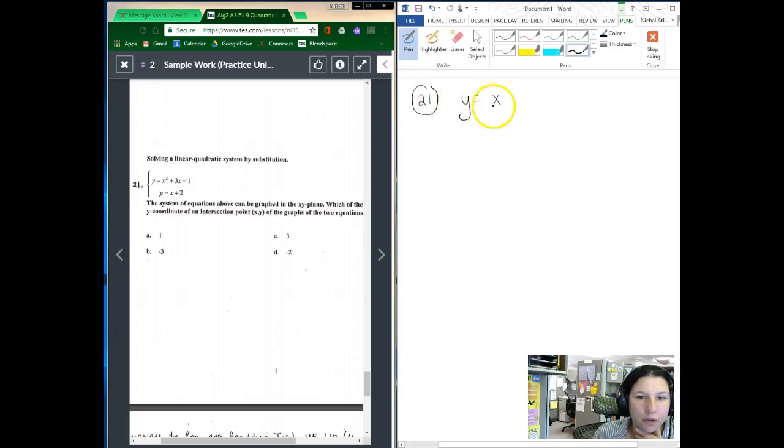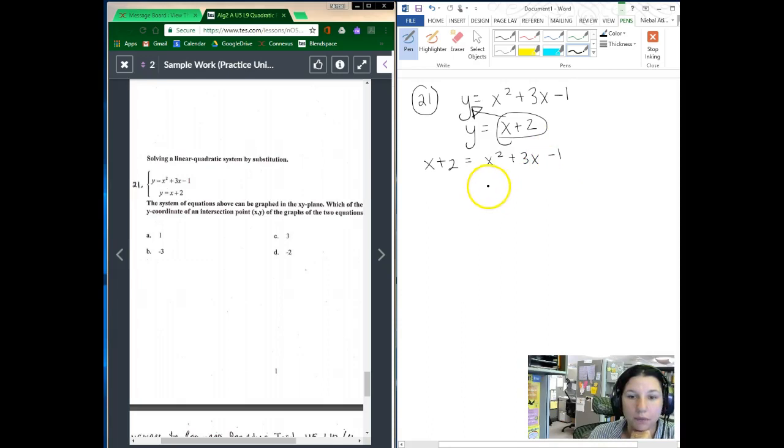So I have y equals x squared plus 3x minus 1, and y equals x plus 2. Well, these are both equal to y. So what we're doing is I'm saying y equals this. Let's substitute that. So that will give us x plus 2 equals x squared plus 3x minus 1. So quadratic, there's that x squared. Quadratics need to be equal to 0. Right? Their solutions are those x-intercepts, and the y's are 0 at those points.